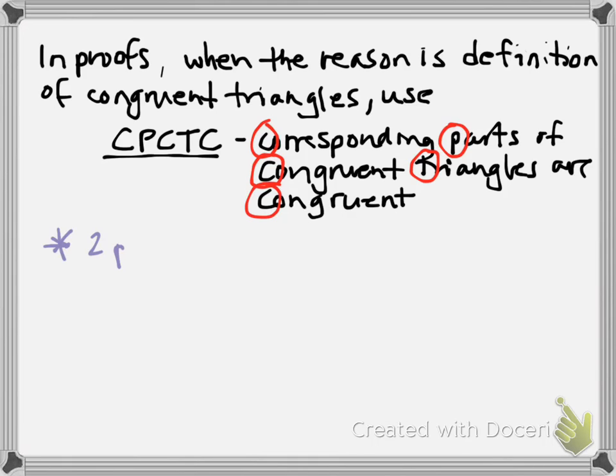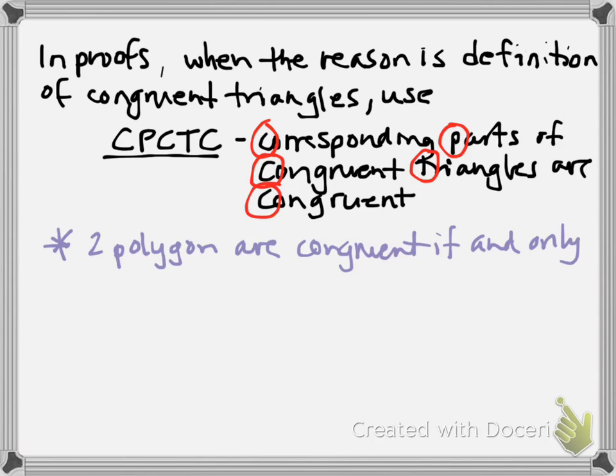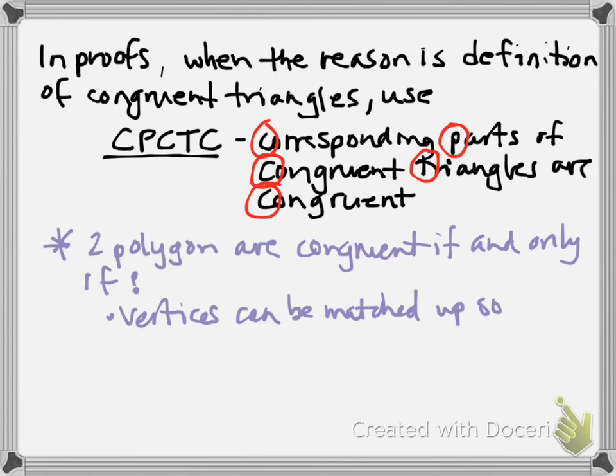Two polygons are congruent if and only if, and we've got some conditions, vertices can be matched up so that corresponding parts are congruent.